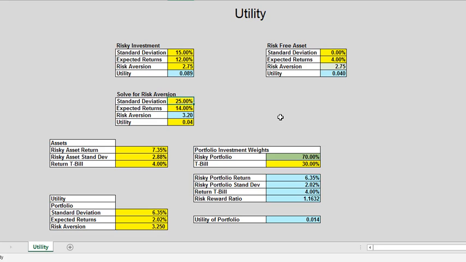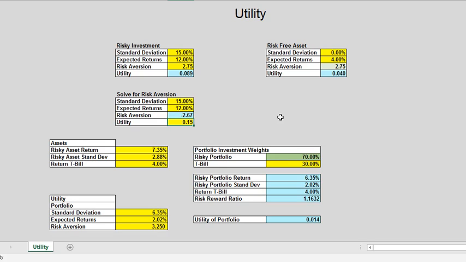So again, working our way back, maybe we can find out, what if we wanted to get, let's put these numbers down here. 15% is our standard deviation. The expected return is 12%. What if we wanted a utility of 0.08? Whoops, let's change the number so it's a lot different. 0.15. Our risk aversion would have to be negative. Of course, that would mean we were gambling.